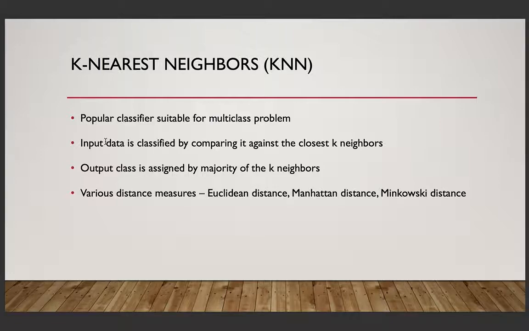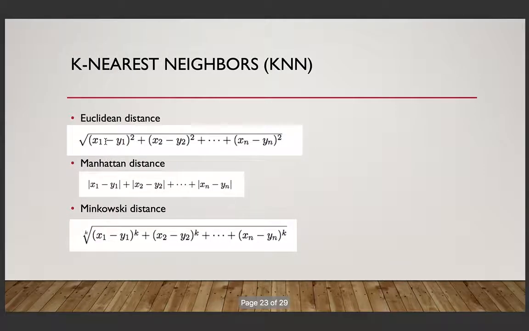Here, to measure the distance or the similarity, there are three different metrics which we are using. The most popular ones, which we are using right now, are Euclidean distance, Manhattan distance, and Minkowski distance. Euclidean distance. These are the formulas. Euclidean distance.